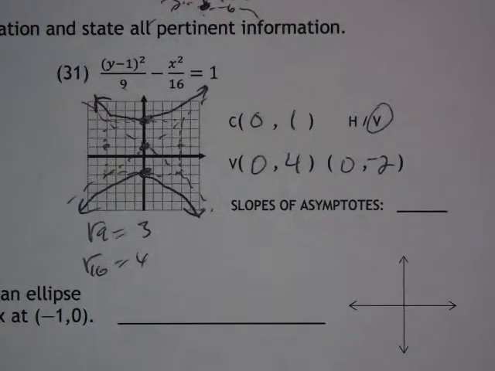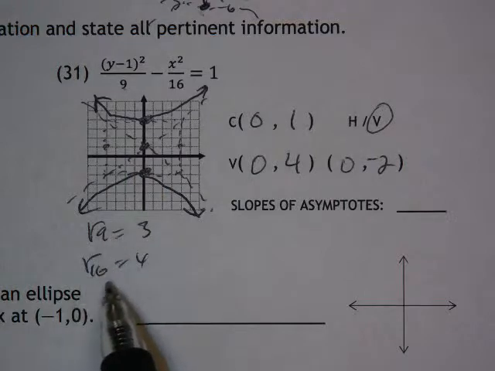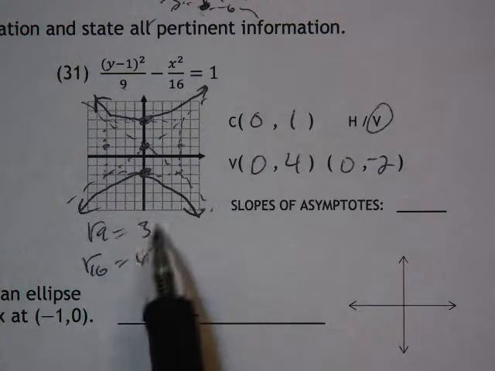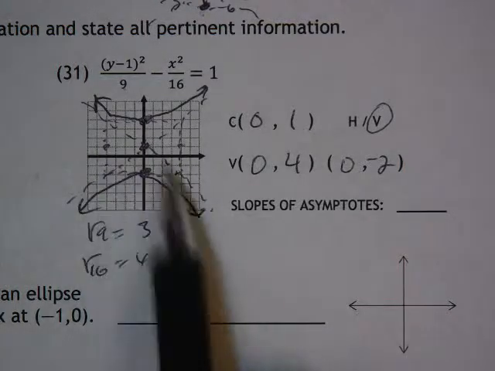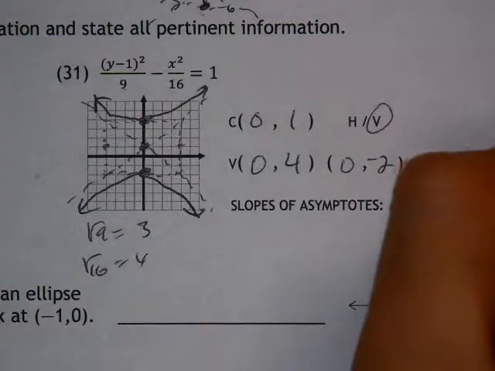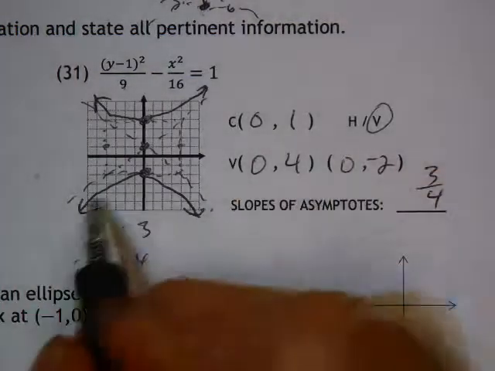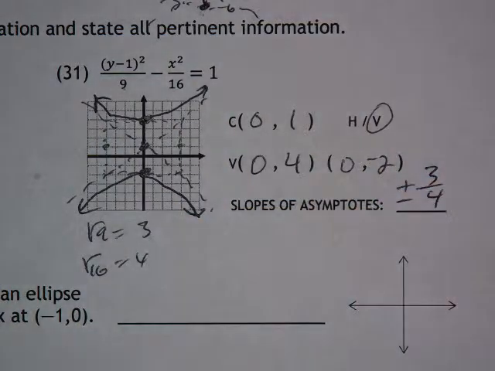So the last thing I have to state here is the slopes of the asymptotes. Now remember that when I did the square root of 9 and the square root of 16, that told me how far to go for the box. This is your vertical rise. That's your rise. Your run left and right was 4. So the rise over run would be 3/4, 3 over 4. And one of the asymptotes is positive, one is negative, which means we should have the plus minus in front of that slope 3/4.